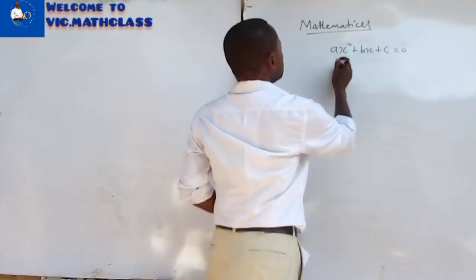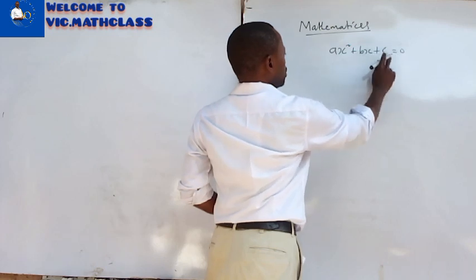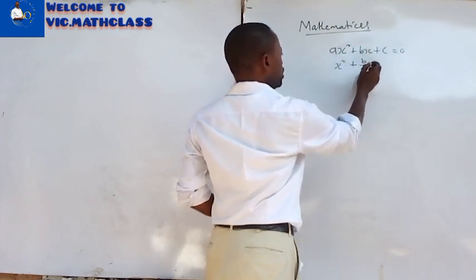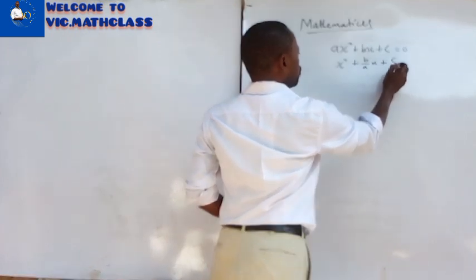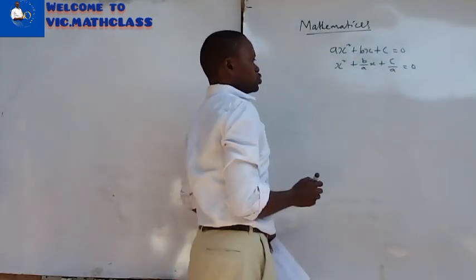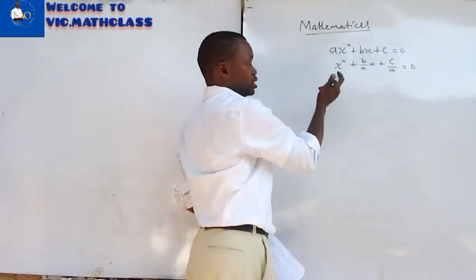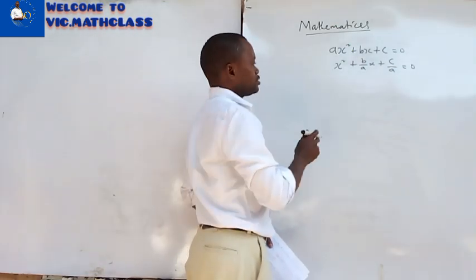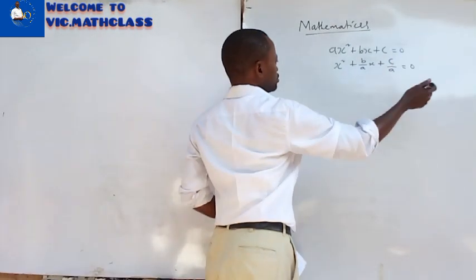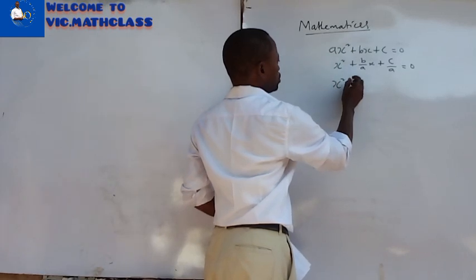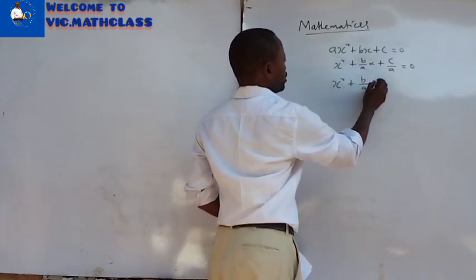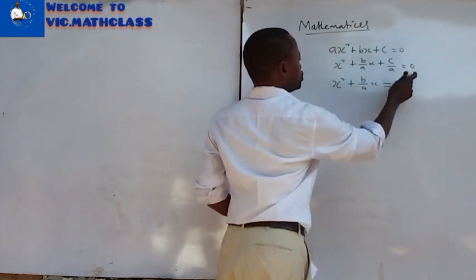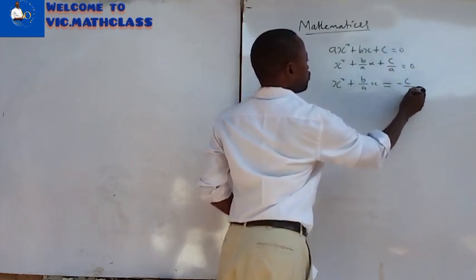So we use this coefficient to divide the entire expression. When you use a to divide everything here, you are going to have left x squared plus b over a x, then plus c over a equals 0. That's what you have left, because a will cancel a here. Number 2, take the constant to the right hand side. So I write x squared plus b over a x equals, then this is going over here to be minus c over a.